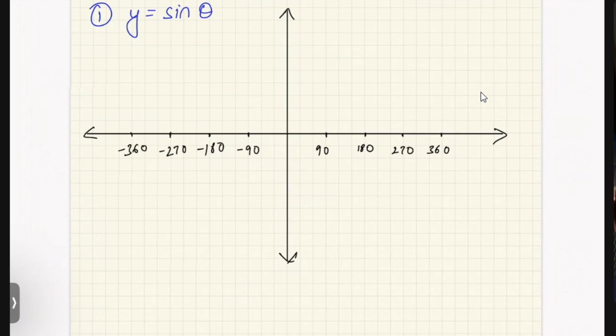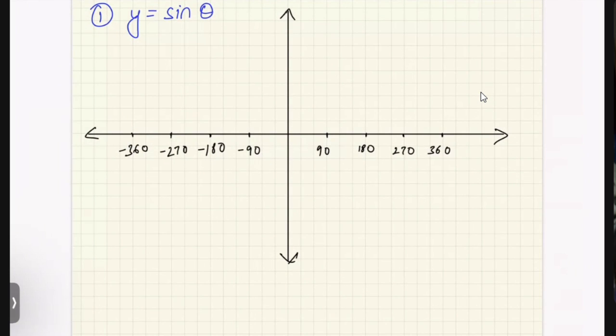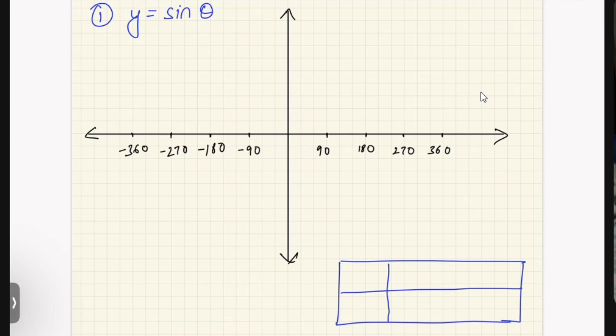Now the best way, what is this? This is coordinate geometry in short. When you plot a graph or you talk about graphs, it talks about coordinate geometry, that is plotting of coordinates. If you draw a small table over here, a table with values, we will have theta and then we will have y. So when theta is 90 degrees, that is why we need to remember the values.